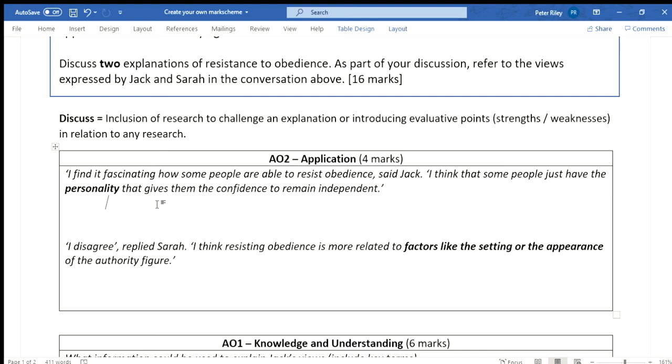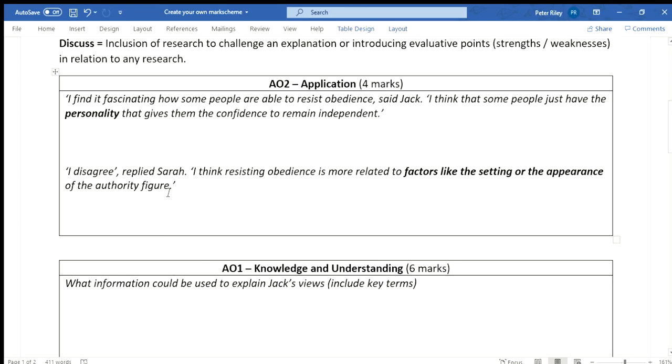I'm not going to express any more than that, because then you have to include in your mark scheme, which is correct, what marks should be awarded for research into personality. We just need key terms there. We don't need any research, because it's only an application question, application mark, sorry. So we don't need any results, we don't need any studies, we just need to know the links between locus of control and authoritarian personality. We also need to talk about Sarah.